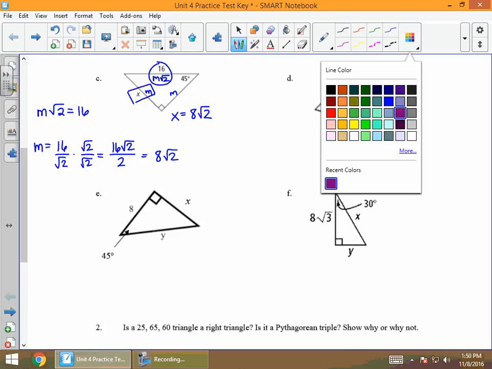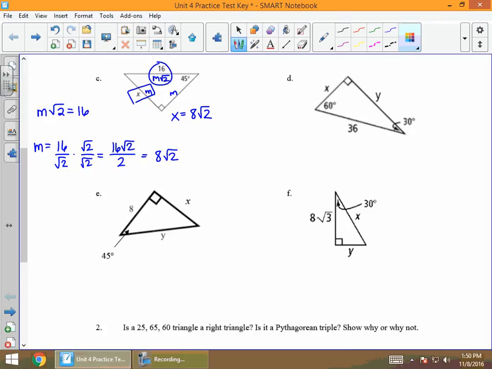For letter D, same kind of scenario, except now it's a 30, 60, 90. So across from the 30 is m. Across from the 60 is m radical 3. And across from the 90 is 2m. Looking for my equation, I see that 2m is equal to 36. So 2m is equal to 36, which means m is equal to 18. So to find x, x is equal to the m value, so x is equal to 18. And y is over here, it's equal to m radical 3. So y equals 18 radical 3.